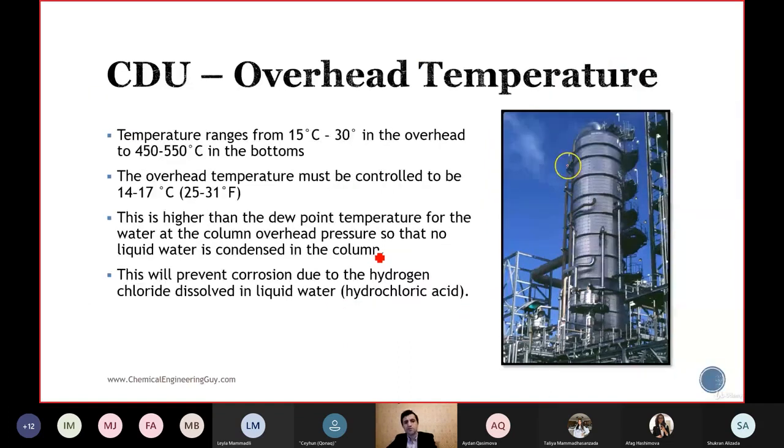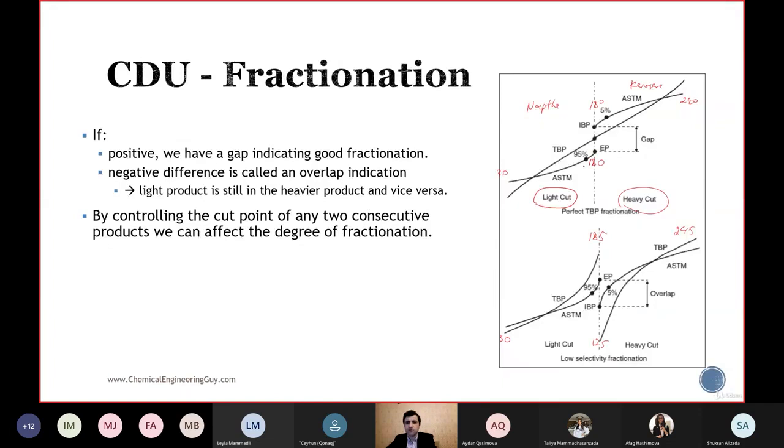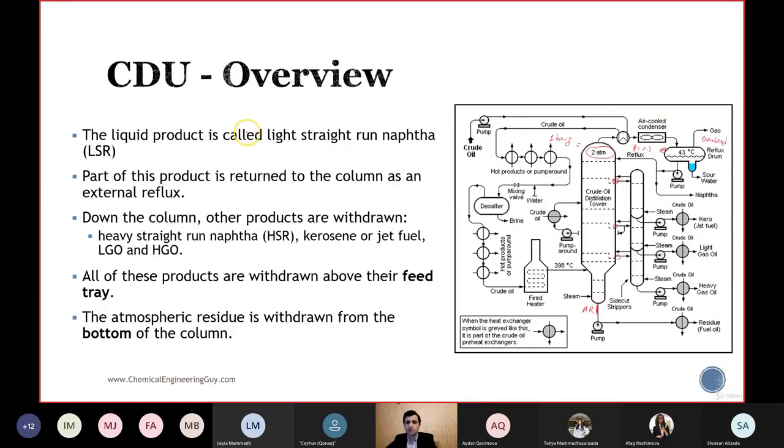And the bottom is sent to vacuum residue. Top is sent to where? Top is sent to the overhead reflux drum. We have here 15, 30 degrees Celsius.